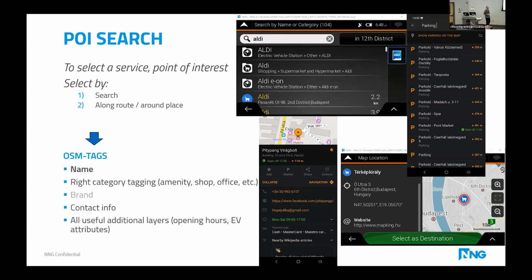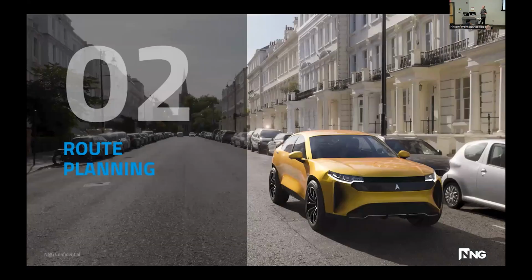So here, what we really recommend for fellow mappers, if you find nameless POIs, is a very good way to improve the data set because it's better usable that way in the navigation software. And of course, all the other additional information about opening hours for EV stations, all the potential information is welcome and can be well used for navigation with either solution. Let's start now with route planning.